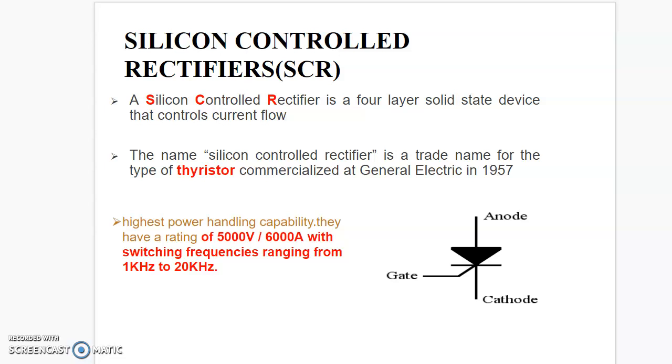So the advantage of a silicon controlled rectifier is that it has the highest power handling capability. You can see they can have a rating of 5000 volts, 6000 amperes, and switching frequencies ranging from 1 kilohertz to 20 kilohertz, and this is the symbol of an SCR. The SCR is also popularly known as a thyristor and it was commercialized by General Electric, which is GE, in 1957. The short form of silicon controlled rectifier is SCR.